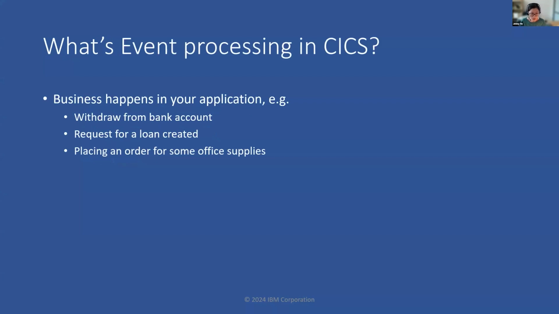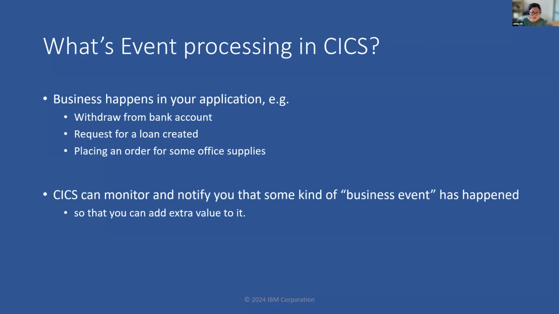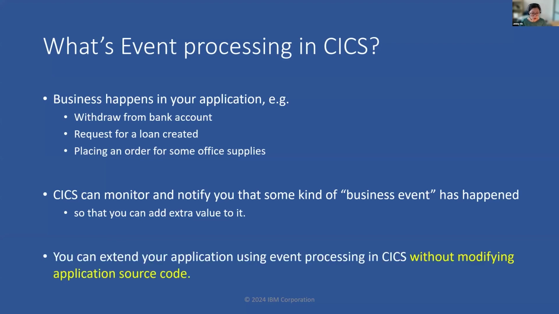Event processing in CICS is all about the business happening in the applications running in your CICS regions. It can be anything from a withdrawal from a bank account, or your application triggering a request for a loan, or placing an order for some office supplies. All the business activity happening in the application can be captured. Then CICS can monitor and notify in a number of different ways when this kind of business event has happened, without changing your application. So you don't need to worry about changing the application source code in this sense.